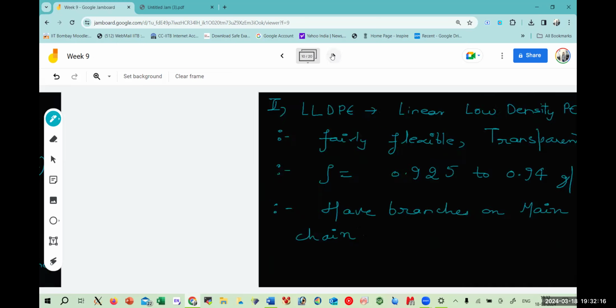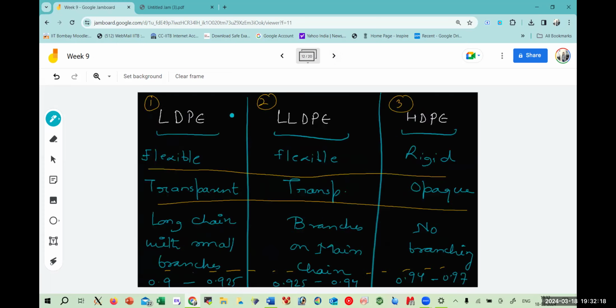So I'll just go to the summary quickly. This is the summary. Low density polyethylene is flexible in nature. Similarly, the linear ones are also flexible, but the high density one, since it is high density, is rigid. Both the first and second types are transparent in nature, but the third one is opaque in nature.